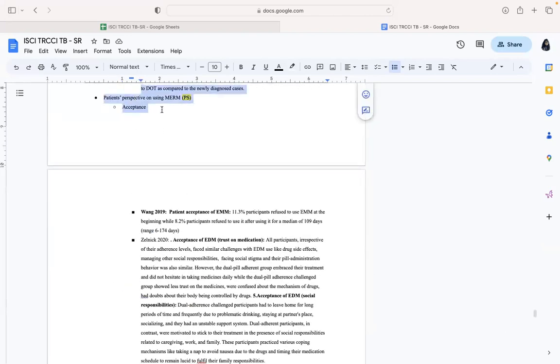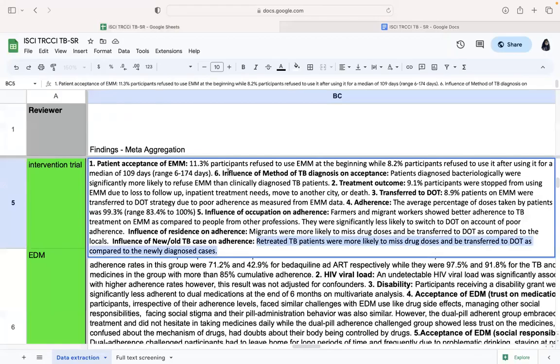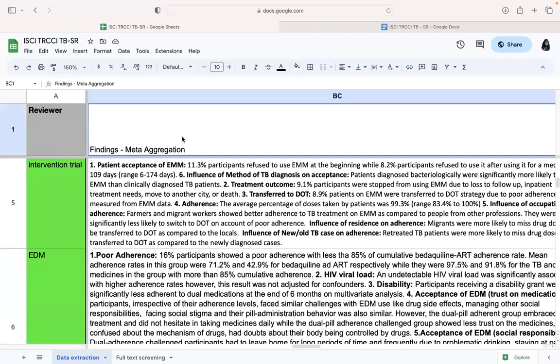So if I've written this acceptance, then WANG 2019, you did see that 11.3% refused to use at the beginning. There you go. 11.3% refused to use at the beginning. So this is basically how we do meta-aggregation. Just giving a quick summary about the process. This is a type of qualitative synthesis. There are many different methods of performing qualitative synthesis, meta-ethnography, meta-regression, all of that. This one is called meta-aggregation, and we're going to use it for our studies.